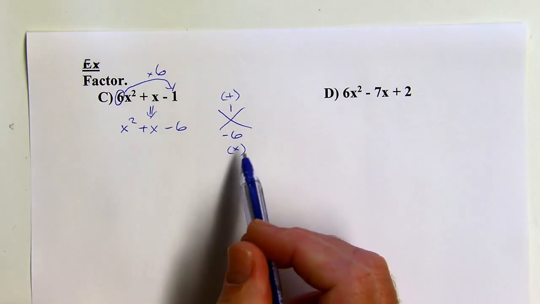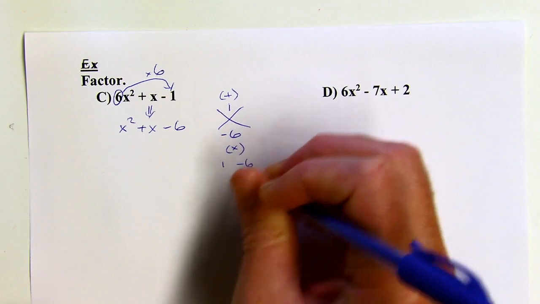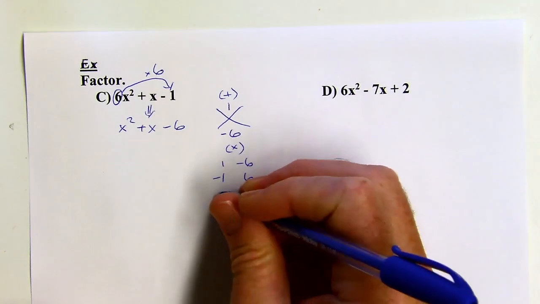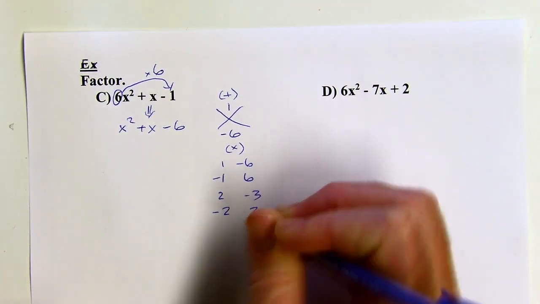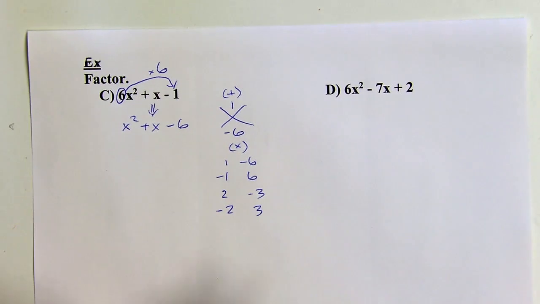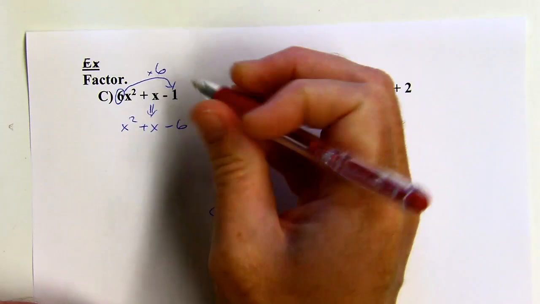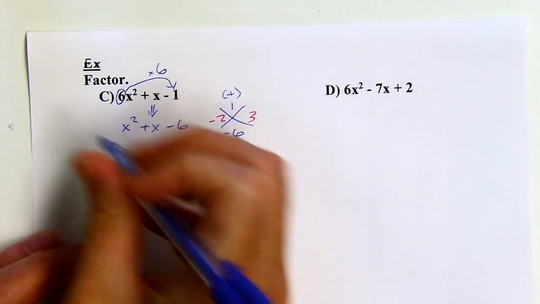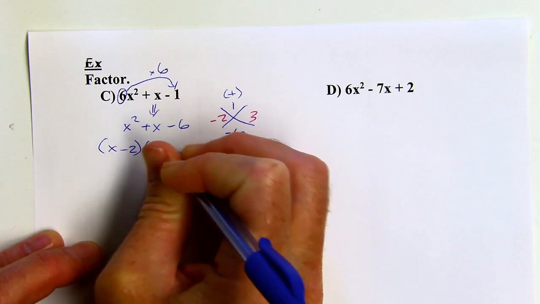Okay, so I'm going to start brainstorming different ways to multiply to get negative 6. Okay, I got that and this. Well, neither one of those add up to 1. So let's try it with a 2 and a 3. One of them would have to be negative, one would have to be positive. And there's only one pair there that adds up to positive 1, and that is that one. So that means that this trinomial will factor to x minus 2 times x plus 3.